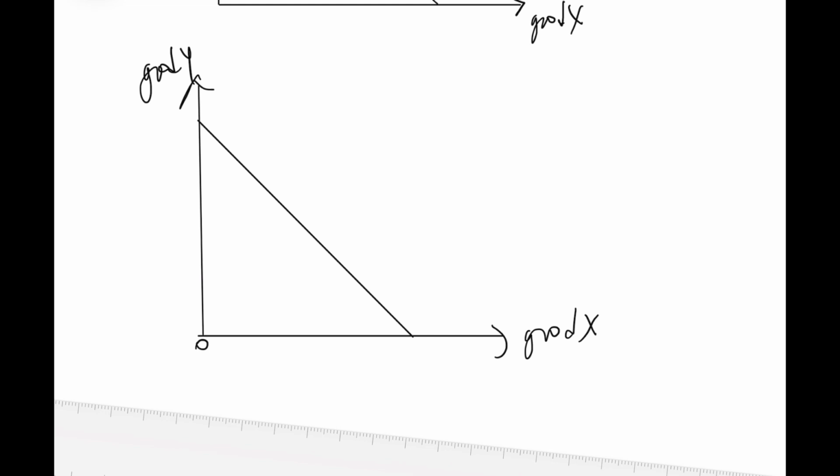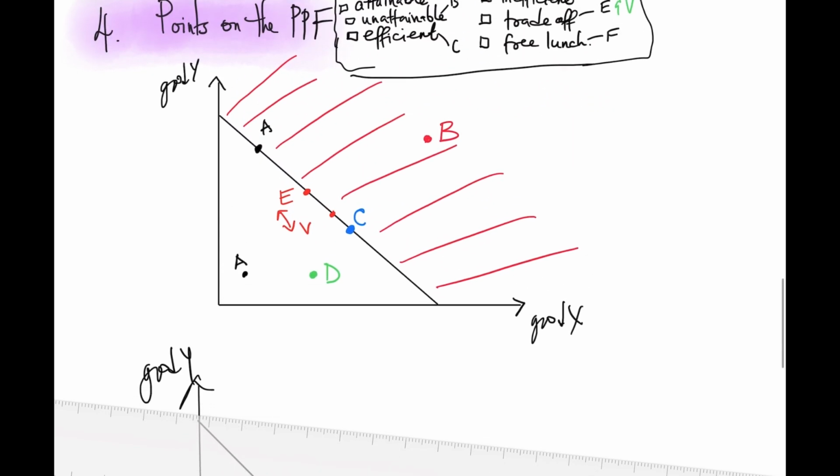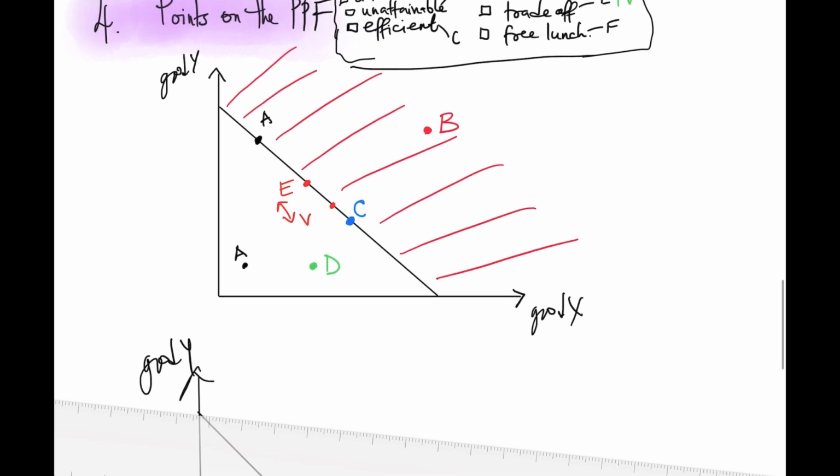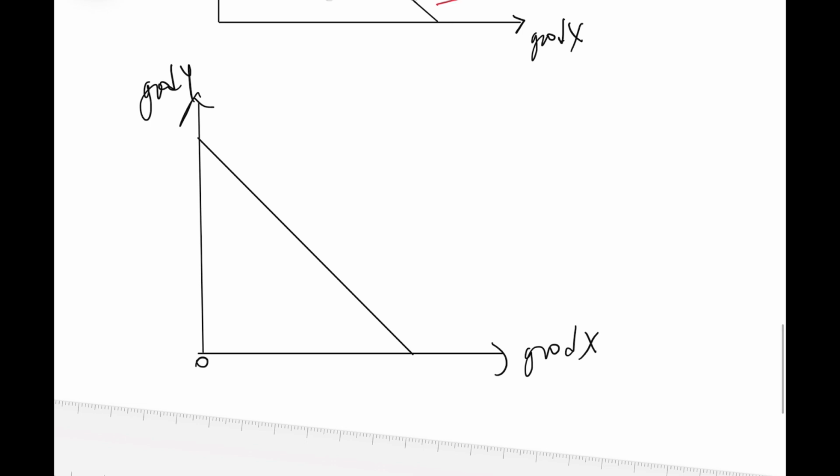Origin 0. We are looking at a trade-off point or two trade-off points, E and V. We need two to show this is point E and this is point V. What is happening at point E? Let me show you what is happening at point E.